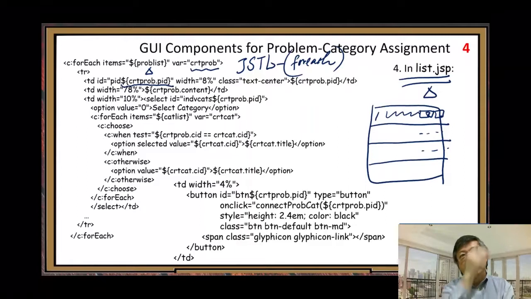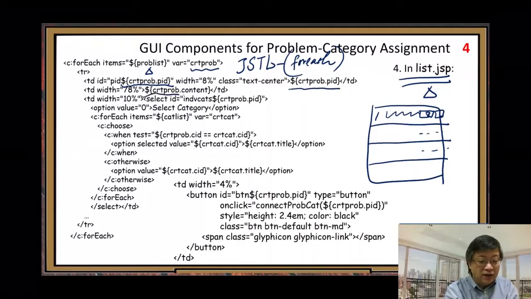Here you can see after we change to JSTL, we can use the EL expression to get the data from our Java Bean properties. How easy it is, right? Much easier than the old way. So that's the first reason. Second reason, you will see another very good reason.